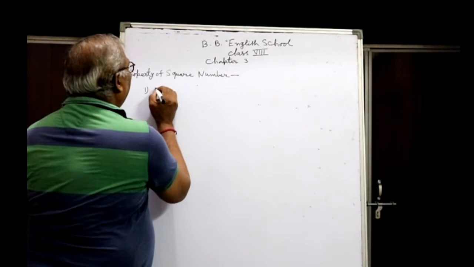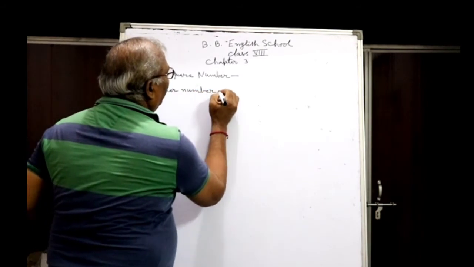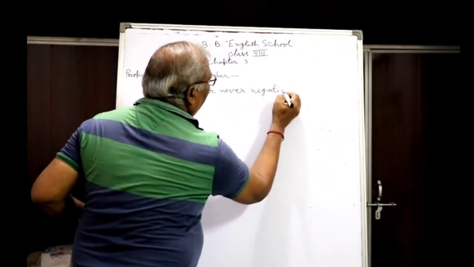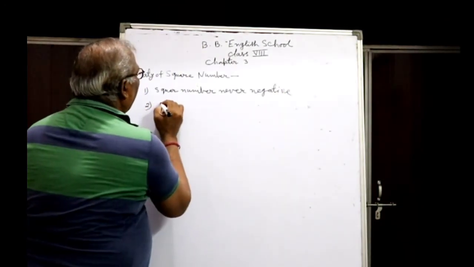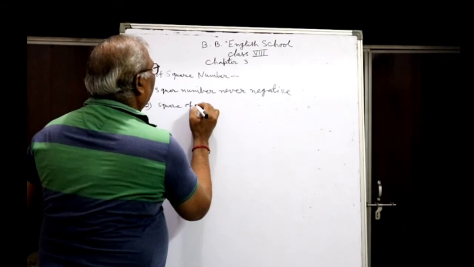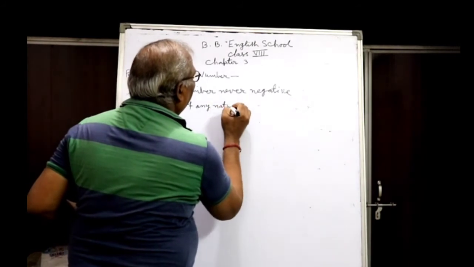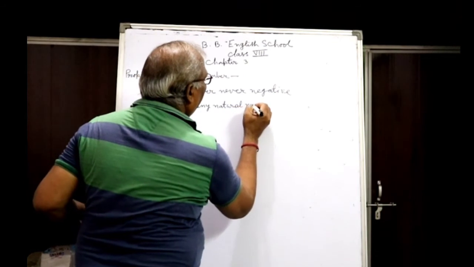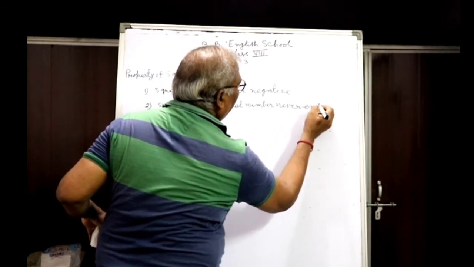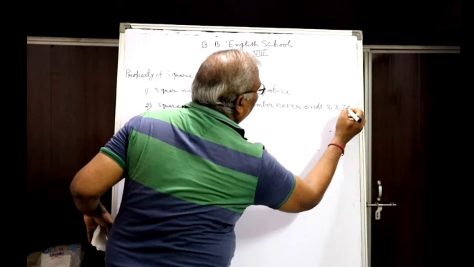The first property: a square number is never negative. Second property: the square of any natural number never ends in 2, 3, 7 or 8.